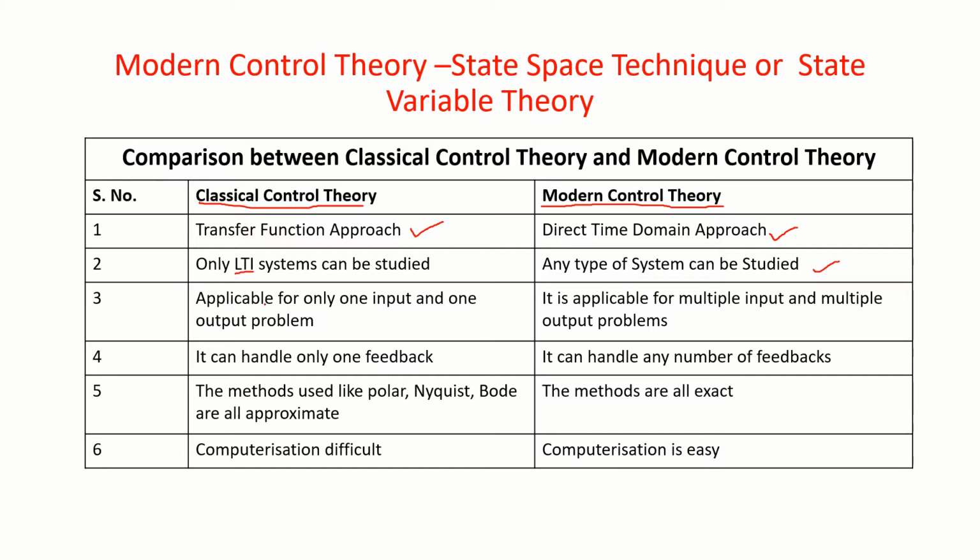Also, you must have observed all our problems had single input, single output. In the beginning I had told you it is a SISO system, single input, single output problem. Here, multiple input, multiple output problems can also be handled. Single feedback, or any number of feedbacks, you can use. We use methods like Polar, Nyquist, Bode. All these are approximate methods. Here we follow exact methods.